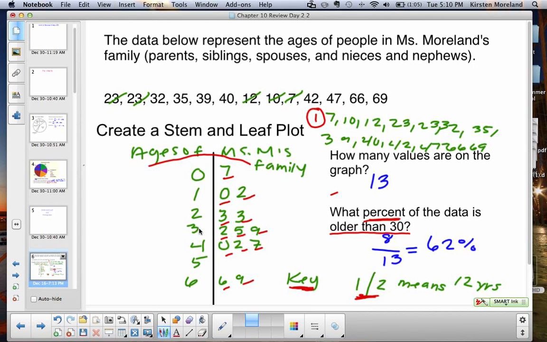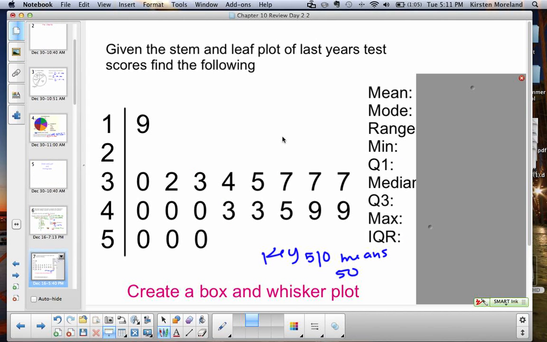I have to look at where 30 is. No one's 30, so I don't have to worry about that. Then I count 1, 2, 3, 4, 5, 6, 7, 8. So I get 8 out of 13, which is 62%. Now I'm going to give you one that's already created and ask you to find a bunch of values.